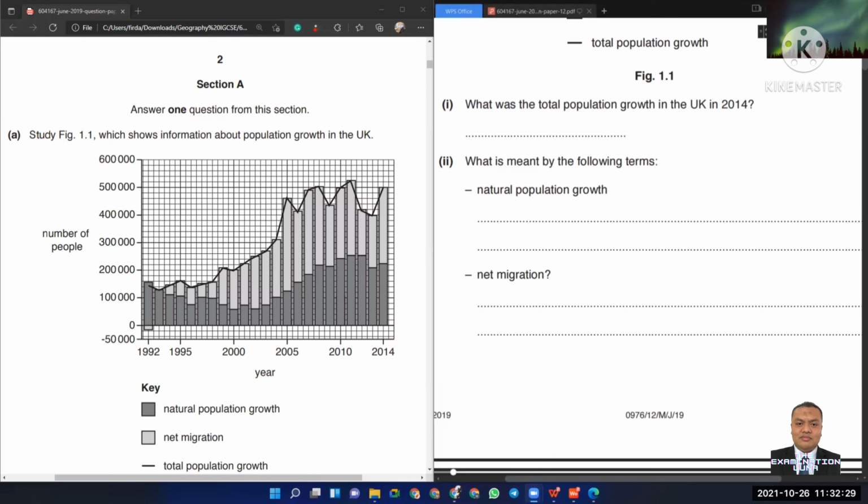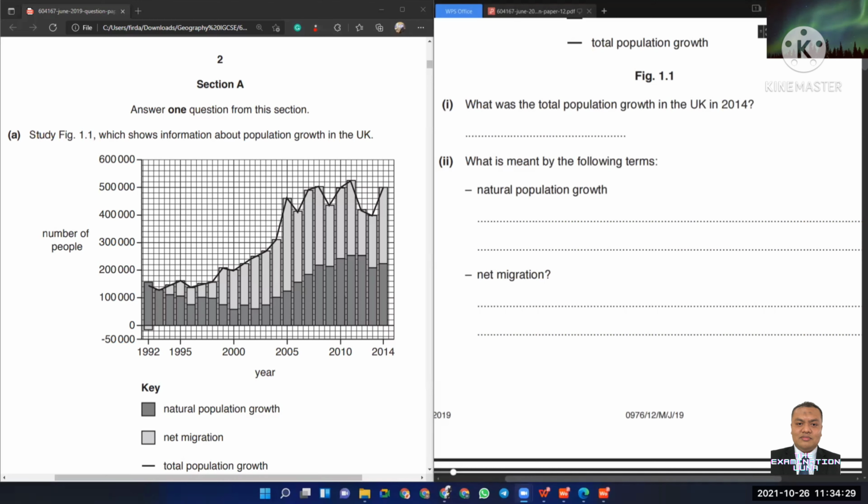Okay, jadi kita pergi ke soalan yang pertama. Okay, let's move on to the first question, which is what was the total population growth in the UK in 2014? Okay, as you can see here, this bar chart is actually all about the population growth in UK, which started in 1992 until 2014. Okay, now dia tanya the total population growth in UK in 2014. Jadi apa jawapannya?